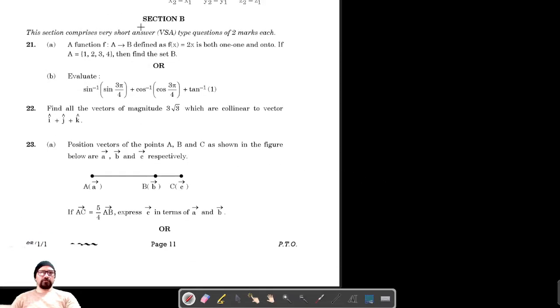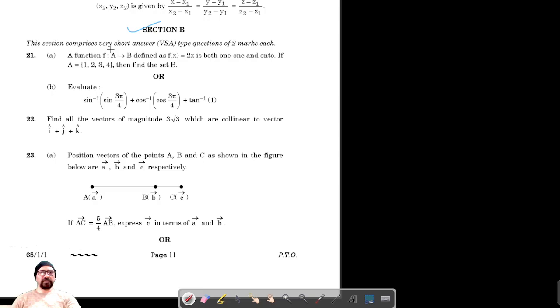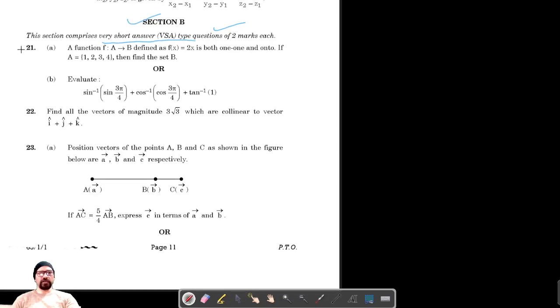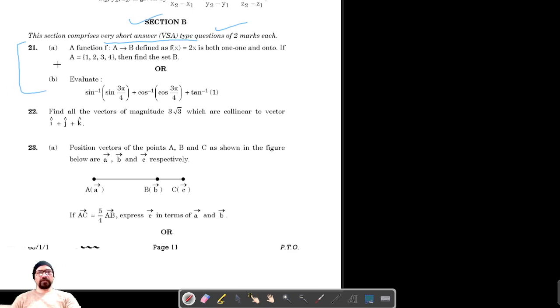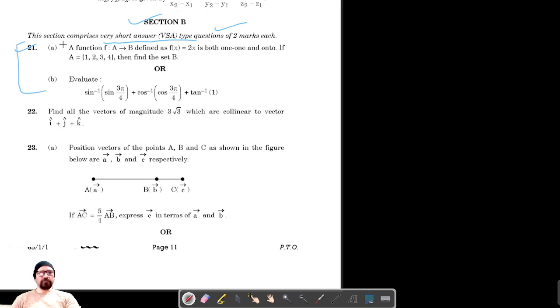Okay, we are on to section B, and this section has very short answer question types of 2 marks. So these are the 2 markers, and we are going to solve the complete question number 21. So the first part says it's a function f that is defined from set A to set B.